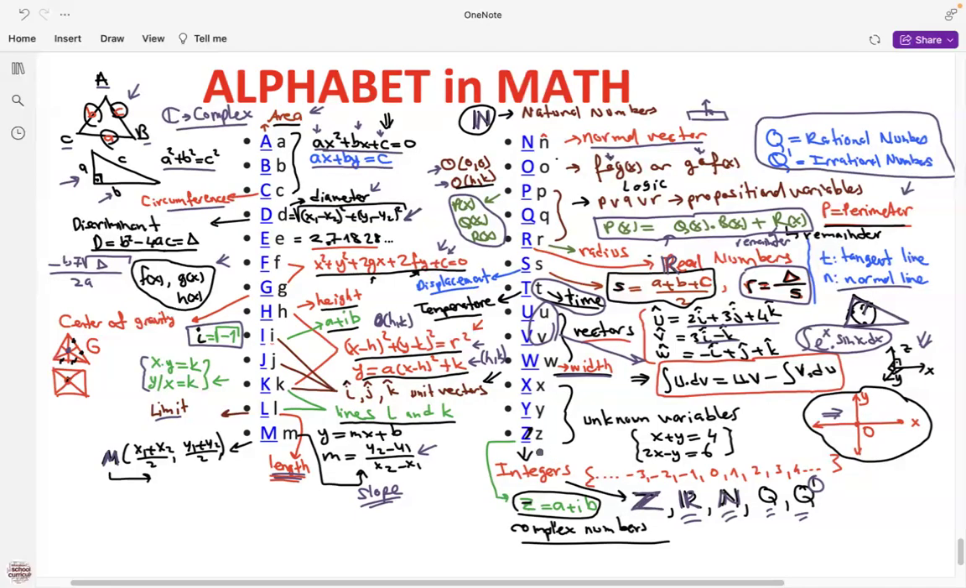Last but not least, small z is used for complex numbers. It is the general form of a complex number, a plus iota b. Again, the letters a and b came here next to iota. I hope you enjoyed the video. Please mention in the comments any letter if I forgot, or any use of any letter in mathematics.